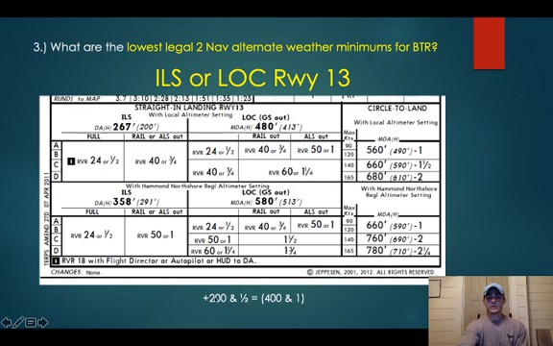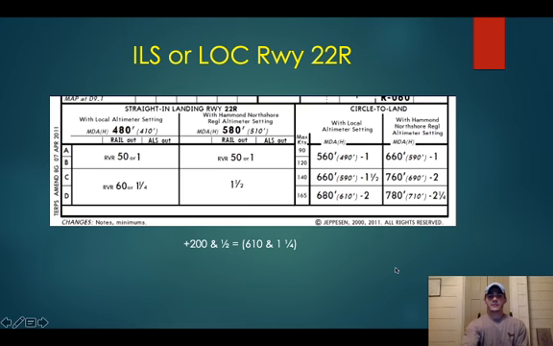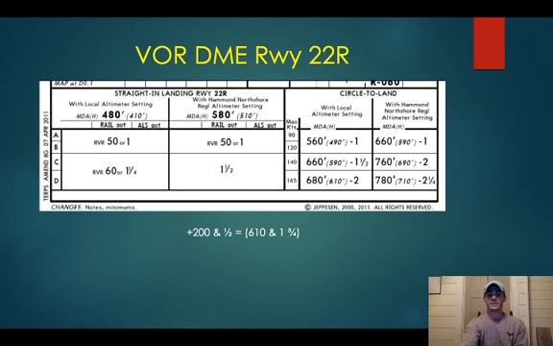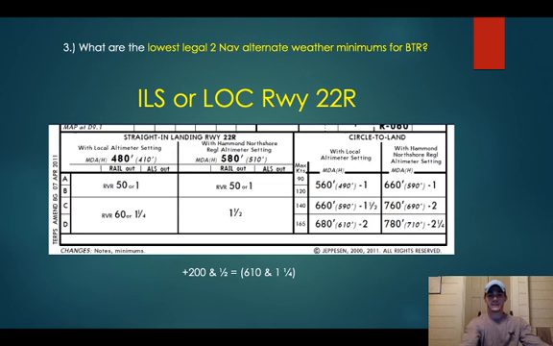We're going to be adding 200 feet for the 2nav method and 1/2 mile of visibility. So for this approach, we're going to have 400 feet and 1 mile of visibility. For the ILS localizer 22 right, we have 610 and 1 1/4. VOR runway 4 left, 751 and 2 1/4. The VOR DME runway 22 right is 610 and 1 3/4. So what we're doing here is taking the 2 lowest, and then of the 2, we're going to pick the highest. That's going to be the ILS localizer 22 right, which is 610 and 1 1/4.